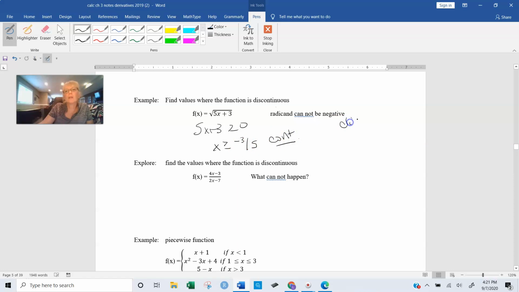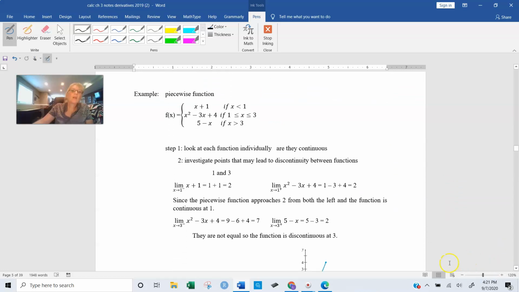So it's discontinuous on the opposite of this, which would mean x is less than negative 3/5. Not inclusive. The equal sign goes here because it was equal to this. Whereas this is discontinuous, what cannot happen is I cannot divide by 0. So all I have to do is set the denominator equal to 0, add your 7, divide by 2. So x cannot be equal to 7/2, and the rest of it is where it is good.